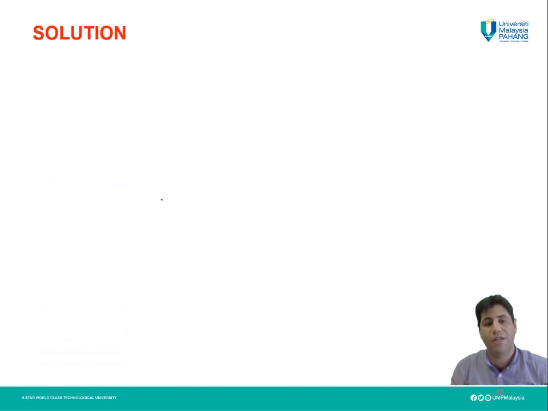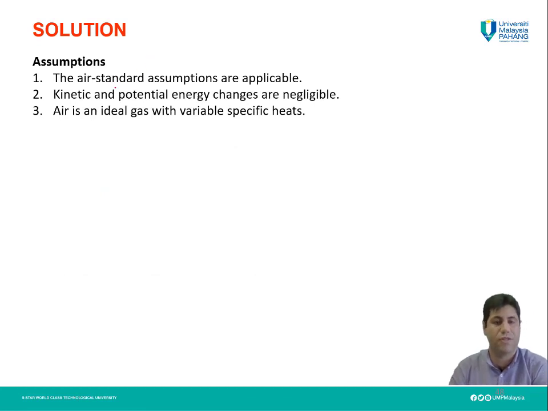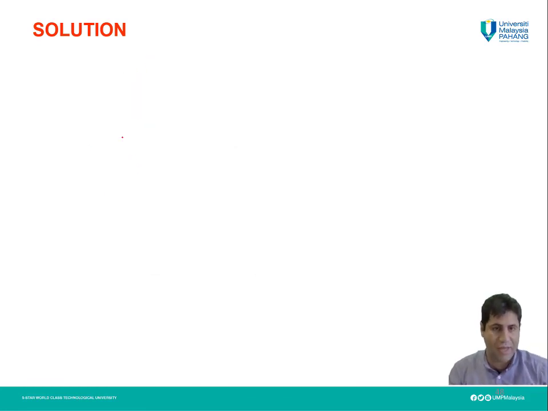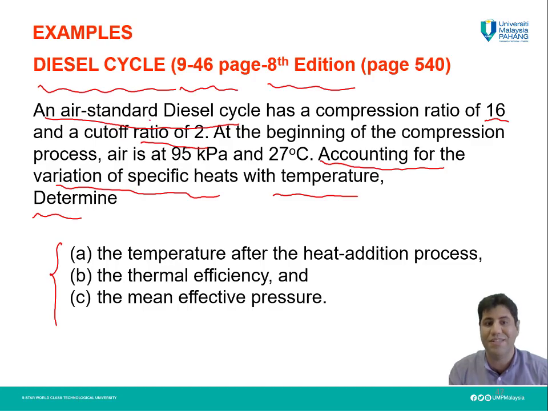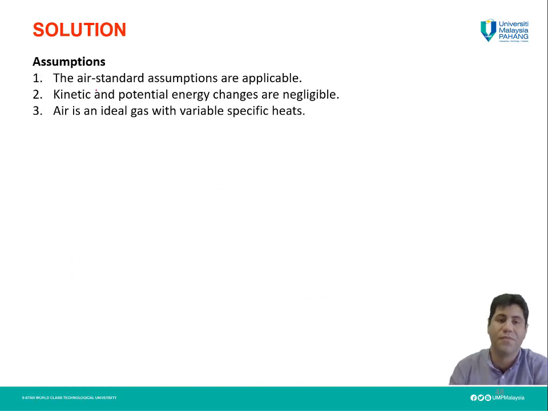Moreover, to answer each example in thermodynamics especially, we need to have some relevant assumptions. Here in the question it is mentioned we have a standard diesel cycle. So the first assumption which we can have is that the air standard assumptions are applicable. This is mentioned in the question instruction. Moreover, assumption number two, the kinetic and potential energy changes are negligible. And finally, air is an ideal gas with variable specific heats, which was also given in the question instruction.